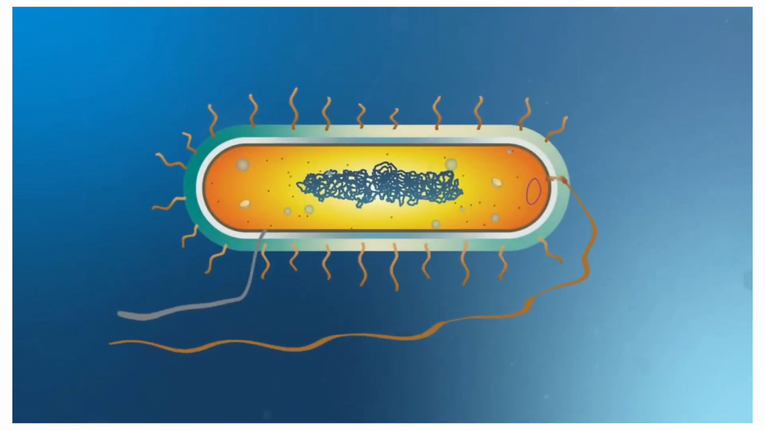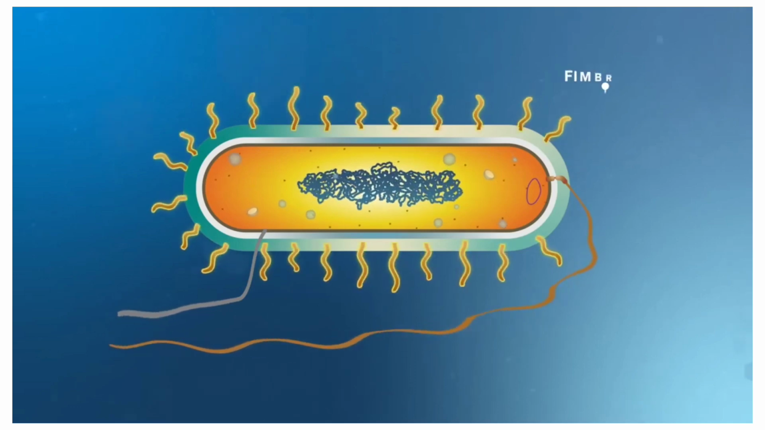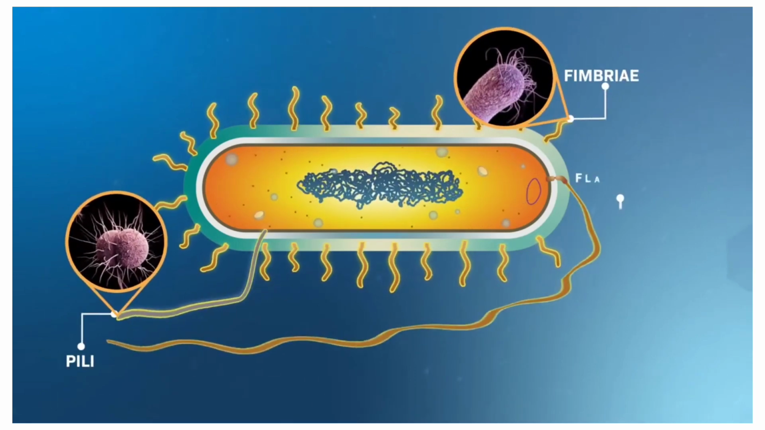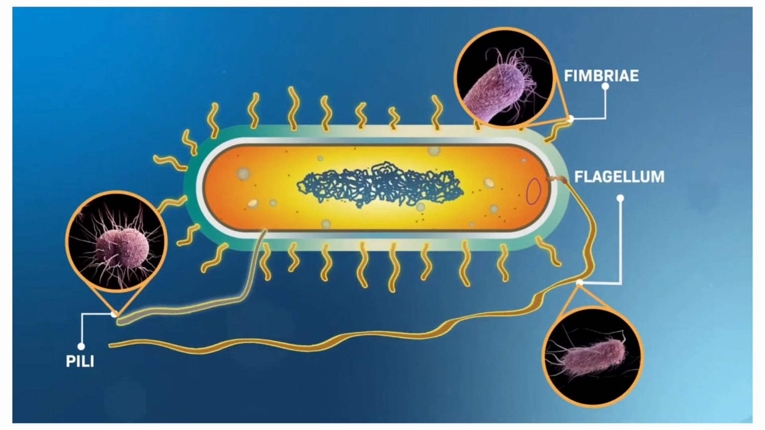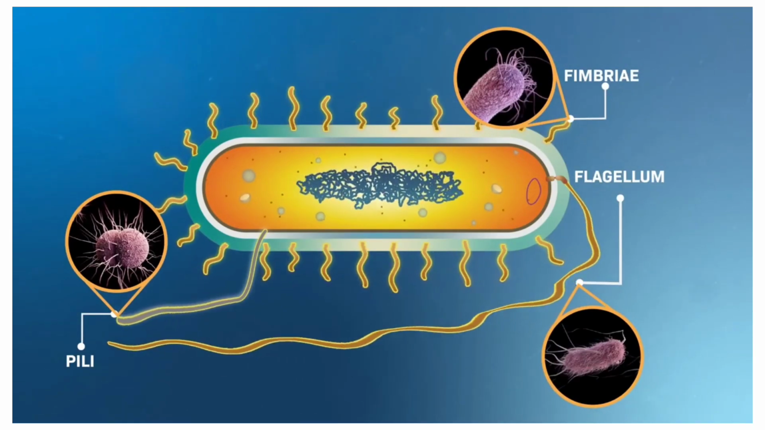Additional structures on the exterior of the cell, such as fimbriae, pili, and flagella, help bacteria adhere to surfaces, move around in their environment, or hide from predators.